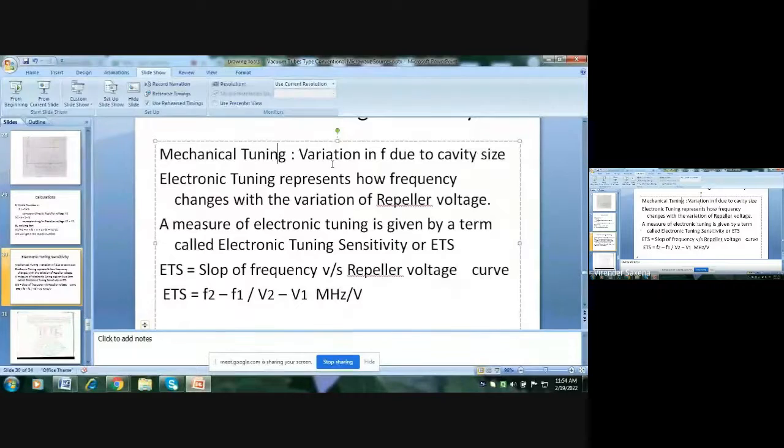Means by changing the volume of the cavity by using a screw mounted on the top of the klystron, we can vary the volume of the cavity and then we can change the frequency of the klystron, and this is known as mechanical tuning. So by mechanical tuning, we can change the frequency from 8.2 to 12.4 gigahertz, near about 4 gigahertz variation in the frequency. This is called mechanical. And the second part is electronic tuning.